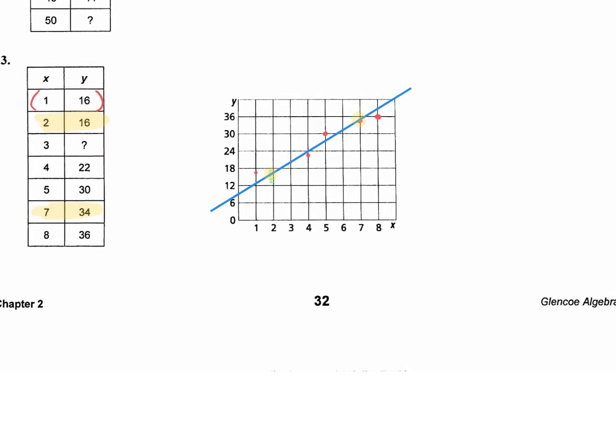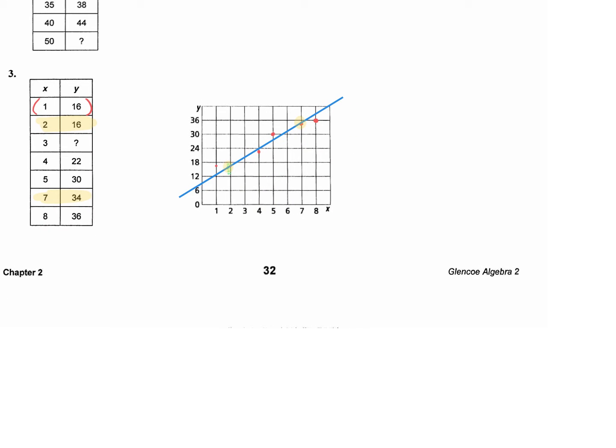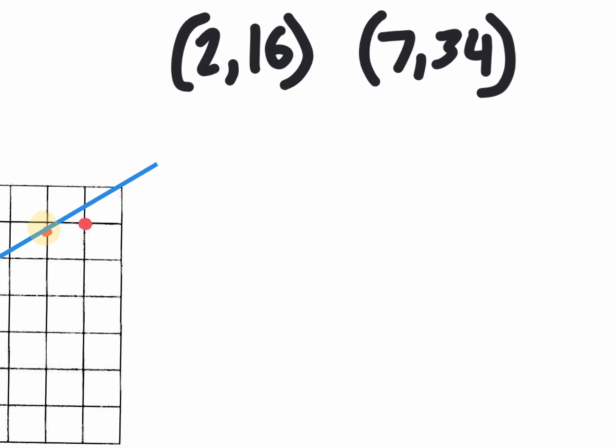So that's the line that best fits. We need to create an equation that represents this line of best fit. And since we use the coordinates 2, 16 and the coordinate 7, 34, we're going to use those coordinates and produce the equation with algebra exactly the way we did last week. So let's zoom in on these 2 points.